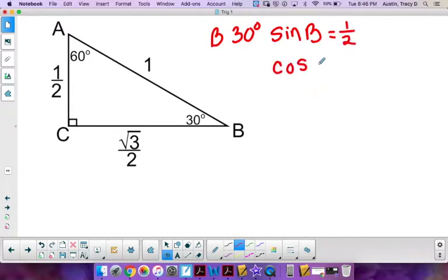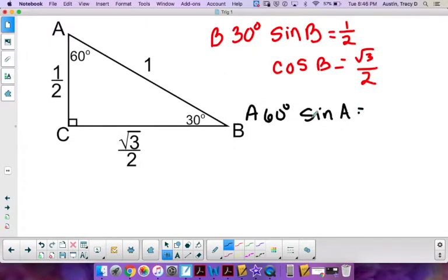And if I wanted the cosine of B, that would be adjacent, so root 3 over 2 divided by 1, which means it basically just stays the square root of 3 over 2. And that's for your 30-degree angle. If I wanted the 60-degree angle, we're looking at angle A now, and if I wanted the sine of that 60-degree angle, sine again being opposite over hypotenuse, that would be the square root of 3 over 2. And the cosine of that would be 1/2. 1/2 divided by 1 is 1/2.